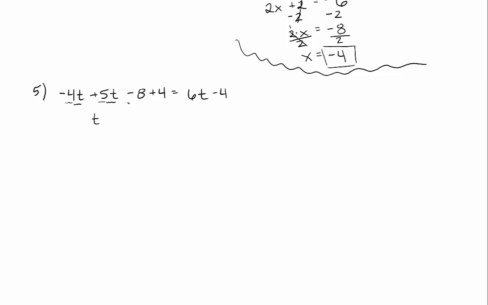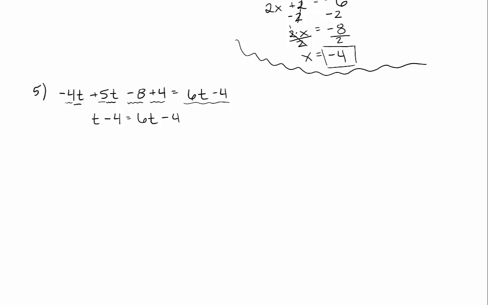And then here I just have numbers, minus 8 and plus 4, and so I can just add those together. Minus 8 plus 4 is minus 4. And that equals, and there's nothing to really simplify over on this side, so I have t minus 4 equals 6t minus 4. Okay?